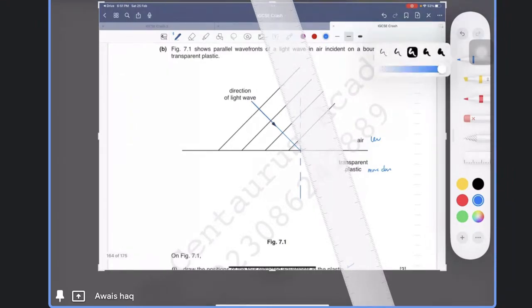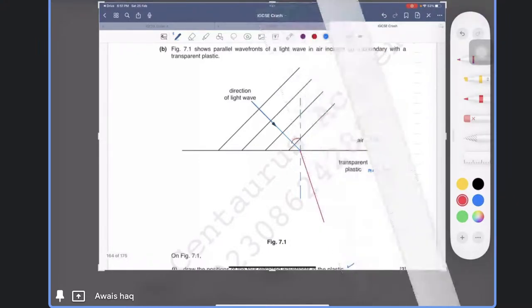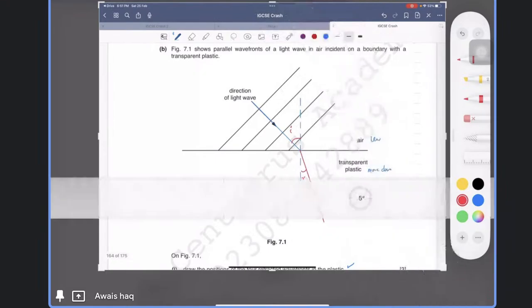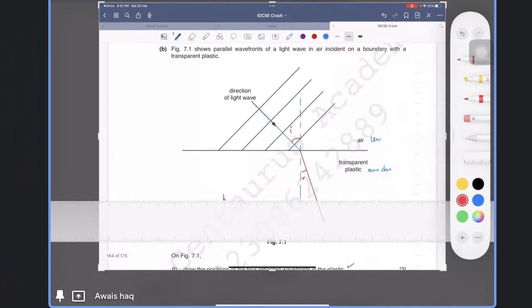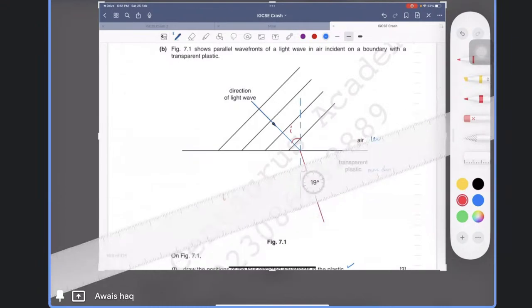So let me change the color so we can view it. Obviously this will be angle I, this will be angle R, and now it's four waves. Because the wavefronts have to be 90 degrees to the ray, I'm going to put the ruler at 90. The way I do it is that if you see on my ruler, you see this line, right? So in the exam, you can just place this line over it because you have a transparent ruler as well. It automatically means that this is 90 degrees, or you can use a set square if you want to. Then just make four parallel lines.